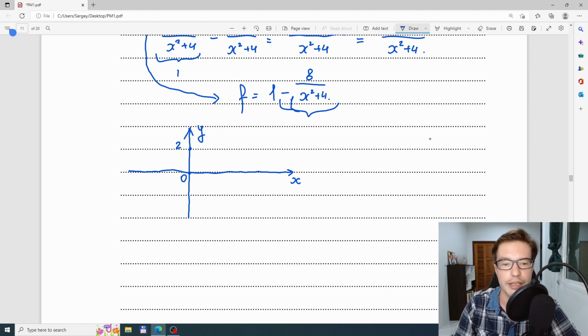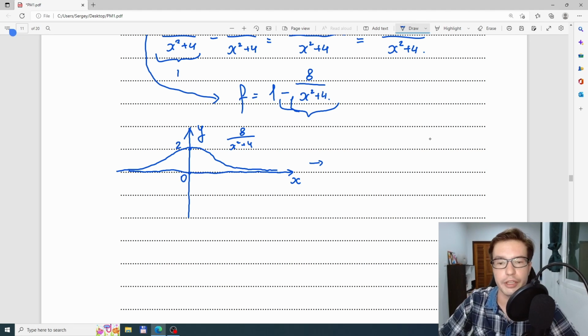Now, what's happening as x is getting bigger and bigger and bigger? Now, x squared plus 4 is also getting bigger, but the fraction 8 over x squared plus 4 is getting smaller. However, x squared plus 4 can never be negative. So that means 8 over x squared plus 4 is going to approach 0, but it's never going to reach it. And the same is going on the left side, because x squared plus 4, again, will take the same value for the positive x and for the negative x. So that is 8 over x squared plus 4.